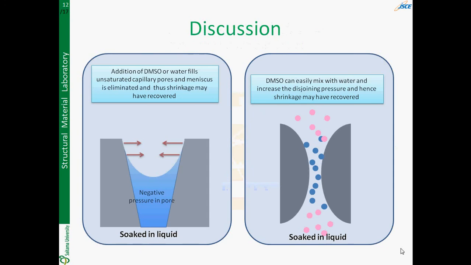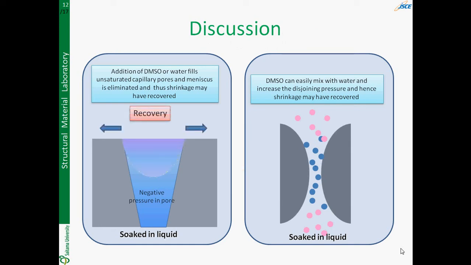The possible explanation for such shrinkage behavior can be explained as follows. The capillary tension force in unsaturated pores may have disappeared when filled with DMSO. Similarly, we can argue that addition of DMSO increased the disjoining pressure in pores and thus recovery may have occurred.